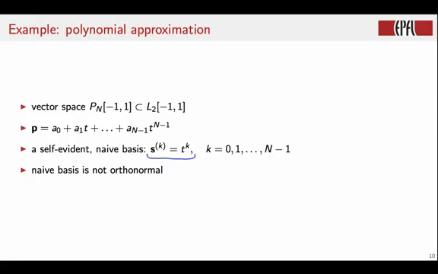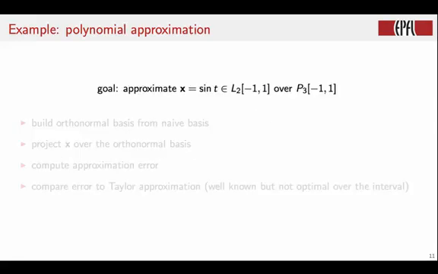To make things more concrete, let's choose a candidate vector for approximation, and we will choose x equal to sine of t over the interval [-1, 1]. And we will try to approximate it with a second degree polynomial, so with an element of the subspace P3 of [-1, 1]. Clearly, second degree polynomials are square integrable functions over the interval, so this is a legitimate subspace.